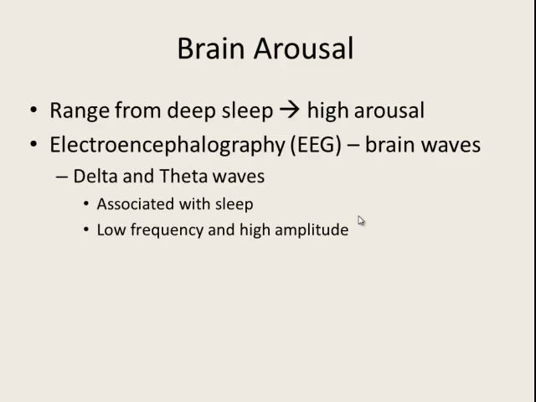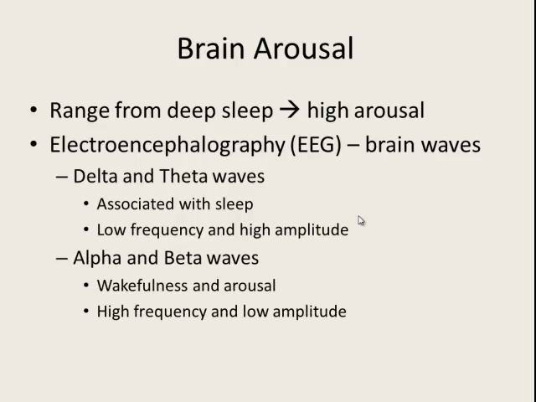So when you're in deep sleep, you're talking about delta waves and theta waves. All these are just labels of waves that show the brain activity as being either synchronized or desynchronized. So in delta and theta, you're asleep and you have low frequency, high amplitude waves. When in a more wakeful state, you have alpha waves and beta waves.